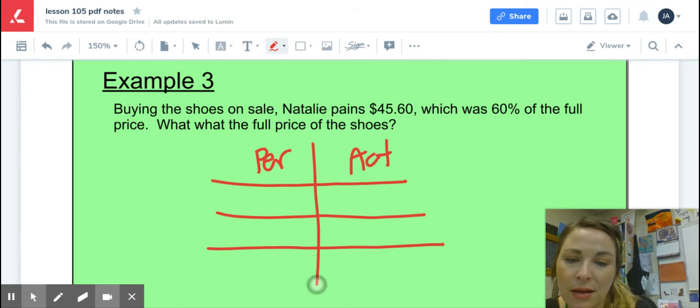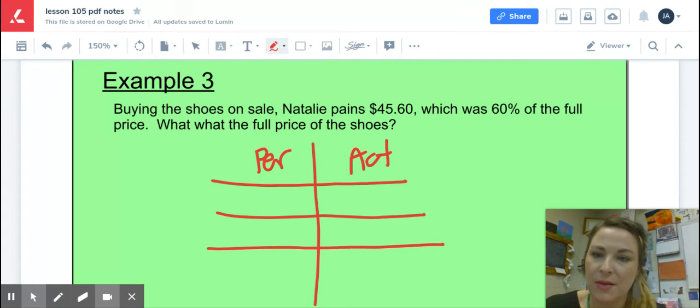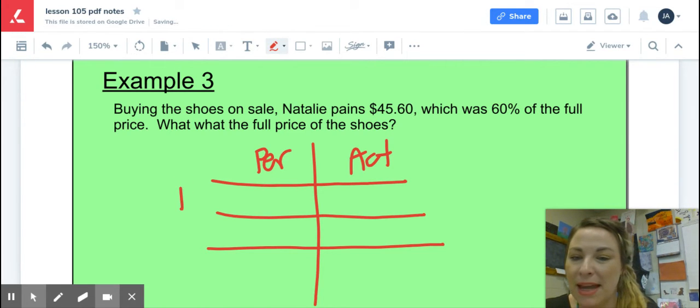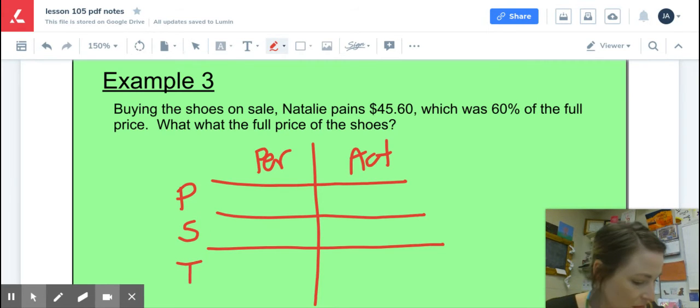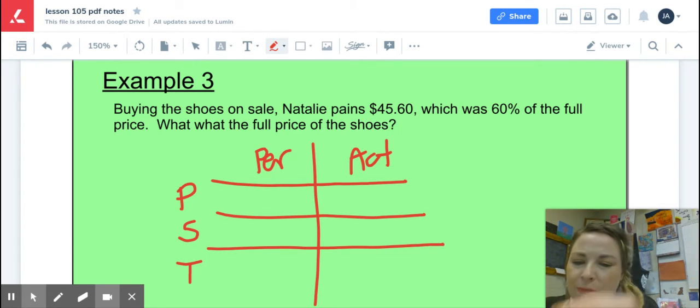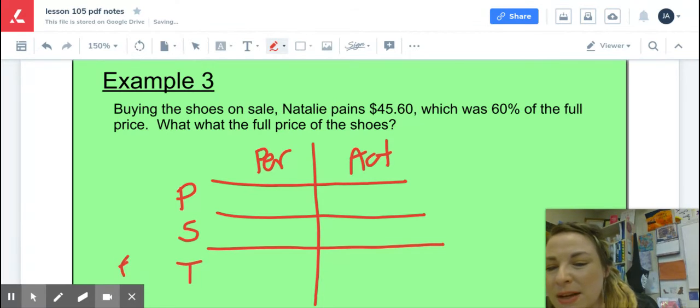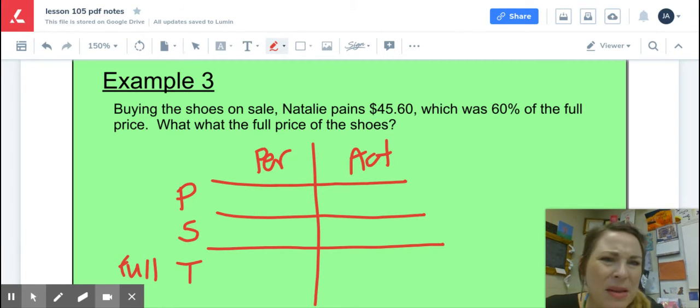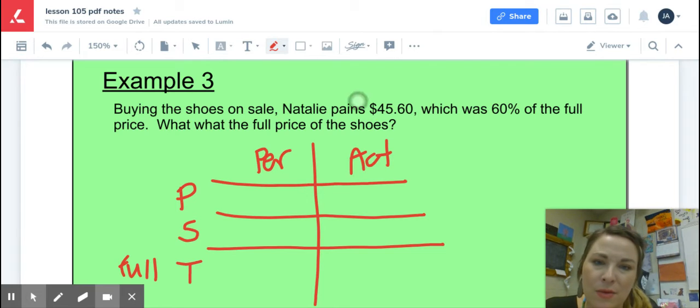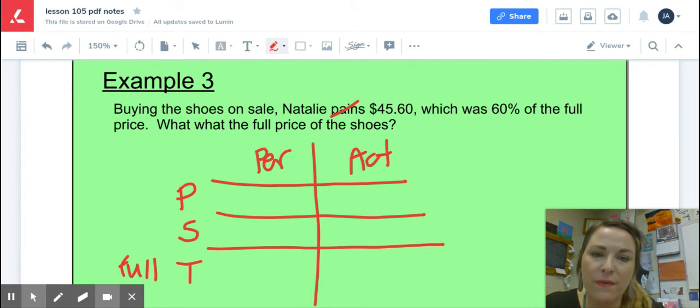And then what are our labels? So buying shoes on sale. Paid, saved, total maybe? Something like that. I did take notes on this. I just want to see what I wrote earlier. Total, that could also, on my notes, I wrote full price. That might make more sense. So, she paid $45.60.